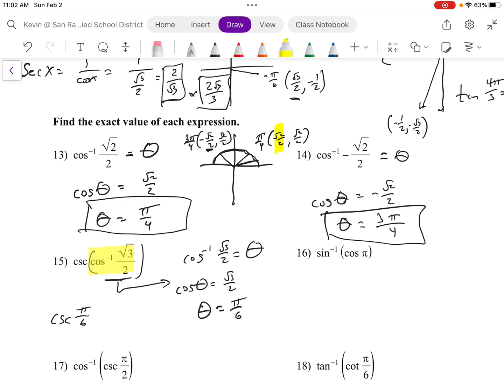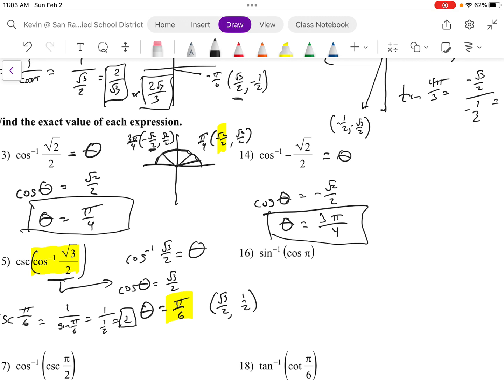So now we come back over and we go, okay, cosecant of pi over 6, because our arc cosine equals pi over 6. So we come back over here to cosecant of pi over 6. Pi over 6 is root 3 over 2, that's the cosine, and 1/2 is the sine. Cosecant is the same as saying 1 over sine of pi over 6. It's a reciprocal, right? So this is saying 1 over 1/2, which equals 2.